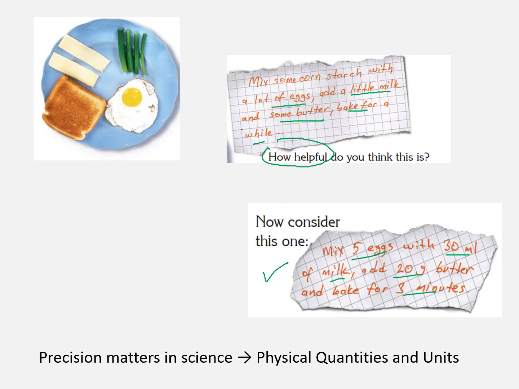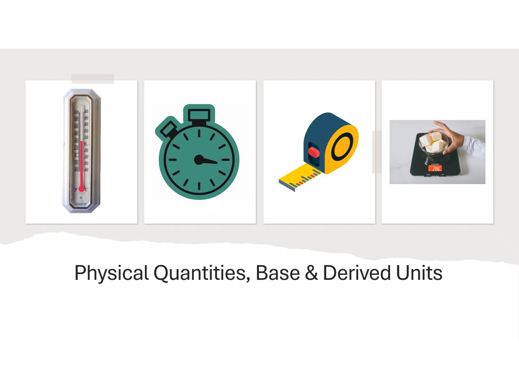And this precision comes from physical quantities and their units. In today's lecture, we are going to discuss what physical quantities are, why these quantities are so important, their types, and then we will also analyze their units.